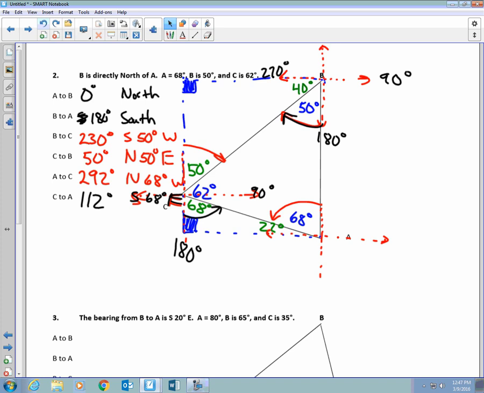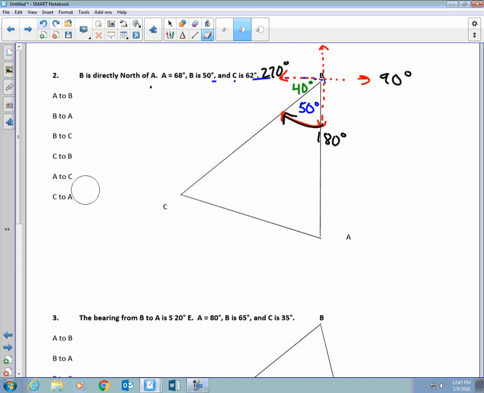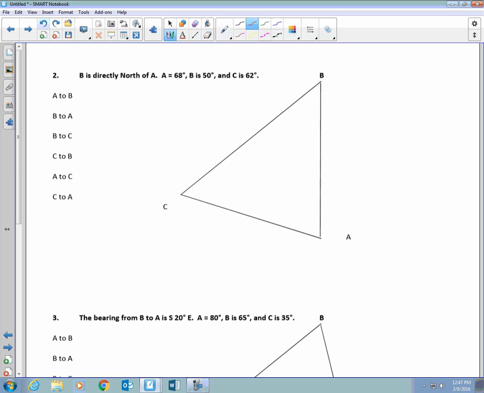22 degrees? Or this one? Okay, I understand. I think I understand. Okay, let me try this. You want to go C to A or A to C? Okay, we'll go A to C. And as we made this drawing here, we had 68 degrees, is that correct?